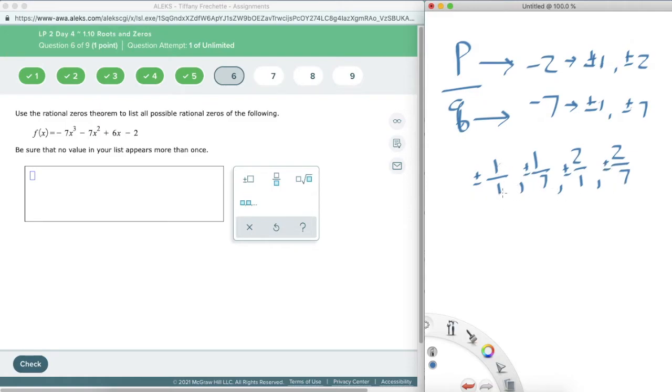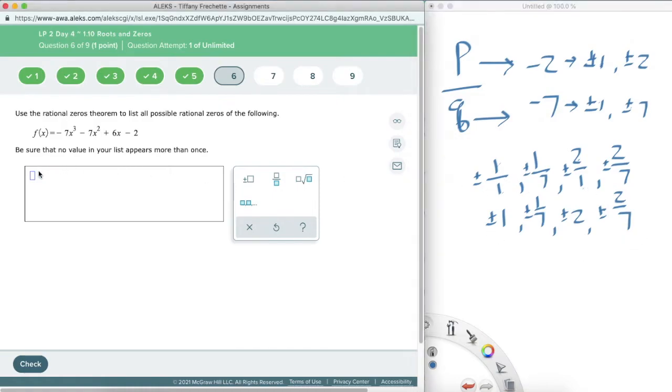because 1 divided by 1 is 1. And this guy just stays 1/7. We don't want to turn it into a decimal. 2 divided by 1 is 2. And then plus or minus 2 over 7. All right. So we want to make sure that no value in your list appears more than once, so we don't want to relist anything. But as long as we're doing this pattern, we should be able to get everything we need here.